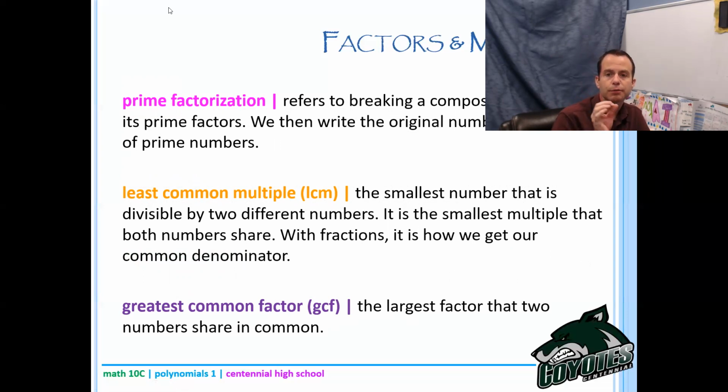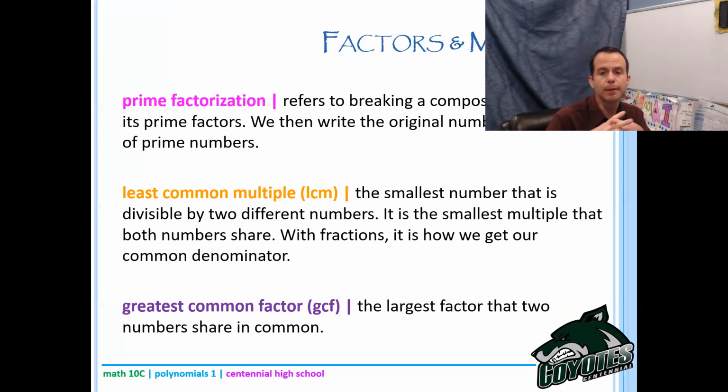Prime factorization refers to the breaking of a composite number into its prime factors. We would then write the original number as a product of prime numbers. Remember, the word product here means a multiplication, the answer to a multiplication sentence, okay?